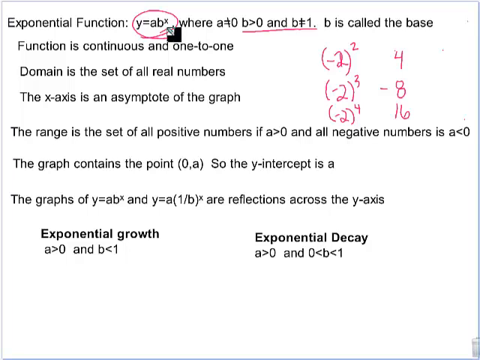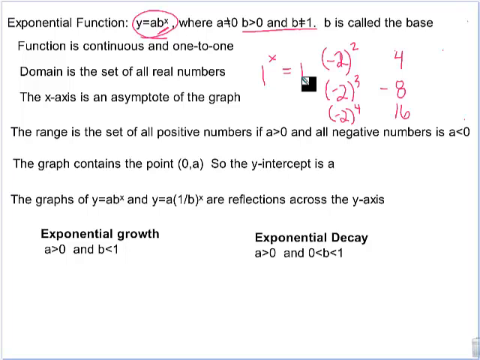Yeah, here, if b is 1, if we go 1 to any power, it's always 1. So it wouldn't actually be an exponential function. Okay, so those are just restrictions so that we actually get that exponential function. And b is called the base number. Okay, so we're going to refer to that number that's being raised to an exponent as the base. We'll refer to it like that throughout the whole thing.